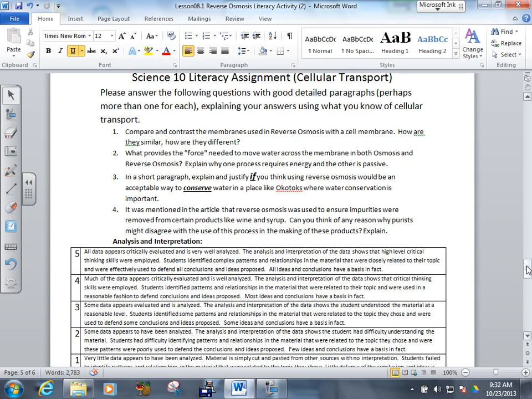We're looking here not for 1 or 2 sentence answers. Make sure you're incorporating the stuff from the article as well as the stuff you've learned in class so far about osmosis and cellular transport into your answers. Does everyone follow what we're looking for here? Now you've got 35 minutes or so.